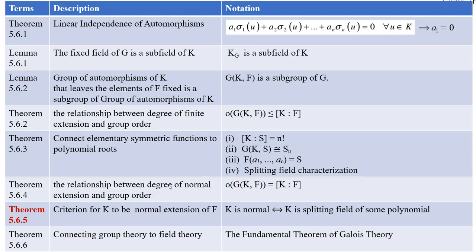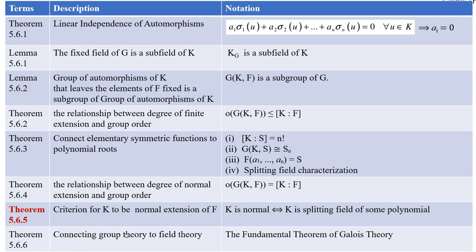So here, equality. See, we have already that order of G(K/F) is less than or equal to degree of K over F. But here we are saying that order of G(K/F) should be equal to degree of K over F. So how is it possible? Whenever you have K to be the splitting field of some polynomial, then this can happen, right? So this is the criterion for K to be normal over F. K is a normal extension. So K normal means K should be a splitting field.